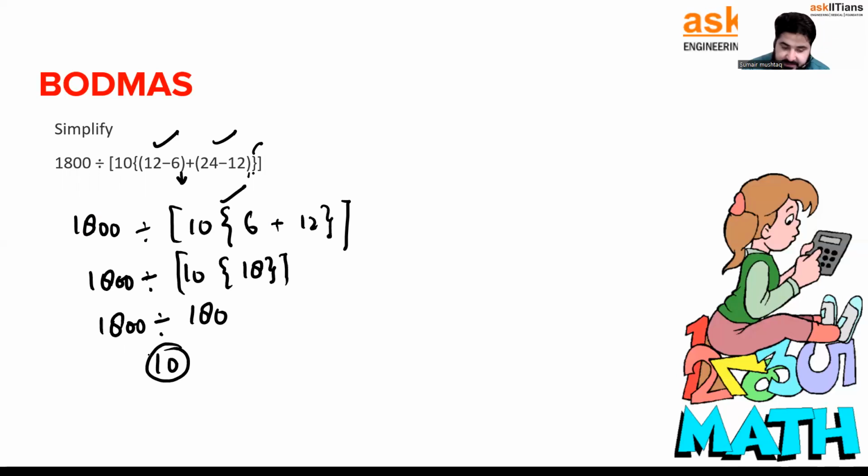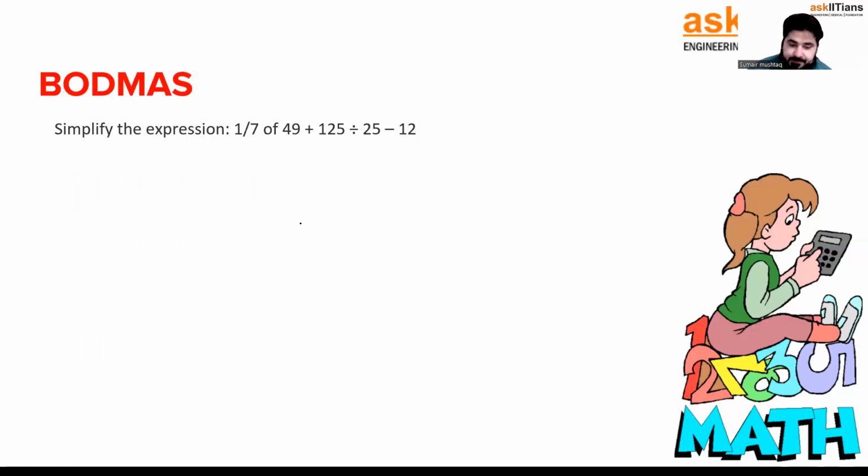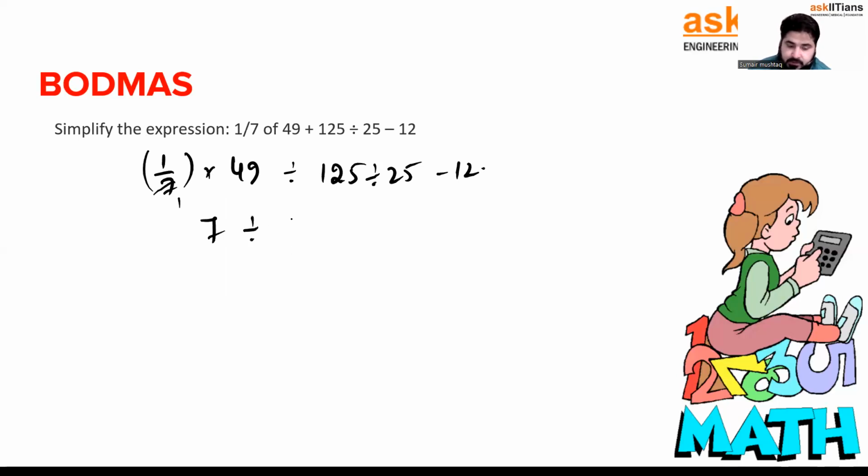Fine. Is that thing clear? I hope this thing is clear to you. See, this is the solution to solve this. Fine. Let's go for the next. Let us suppose it is 1 by 7 of 49 plus 125 divided by 25 minus 12. First of all, what we need to follow, brackets should be off. 1 by 7 of 49, so this is 7. Okay, and divided by, oh, it's plus.